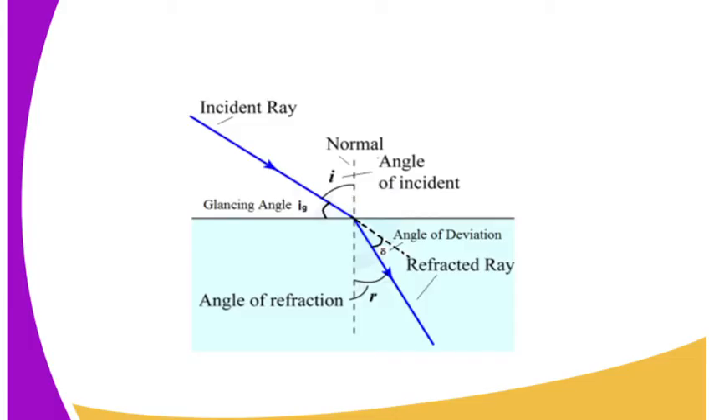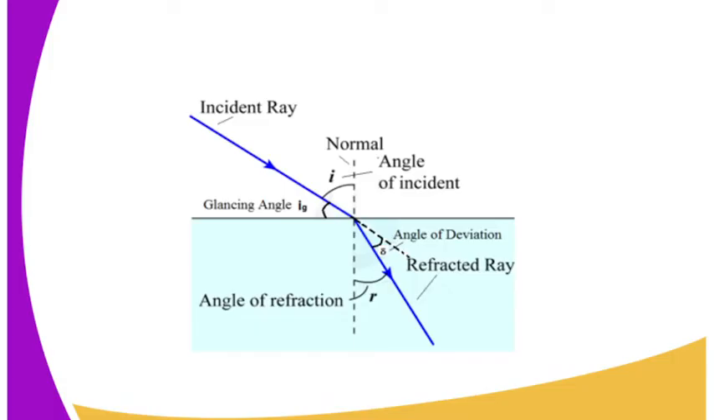Okay, we are going to investigate refraction. And what is refraction? As you can see, refraction is the bending of light as it travels from one medium to another. You can see the incident ray. As it falls on the surface, it is refracted. That means it bends. And we have the angle of refraction. That is the angle between the normal and the refracted ray. And we have the angle of incidence. That is the angle between the incident ray and the normal.